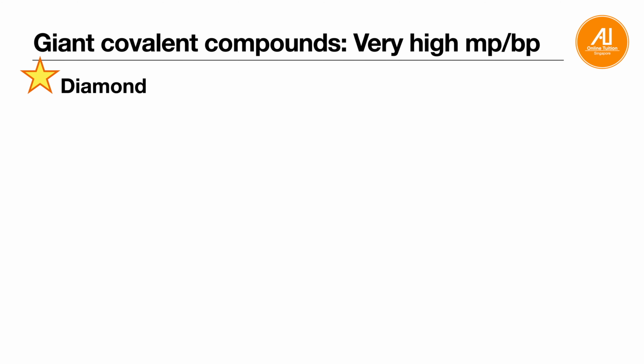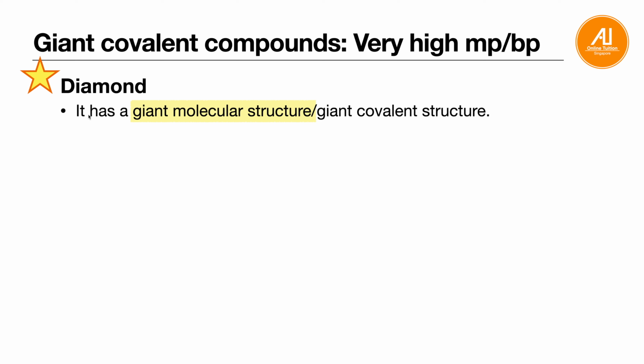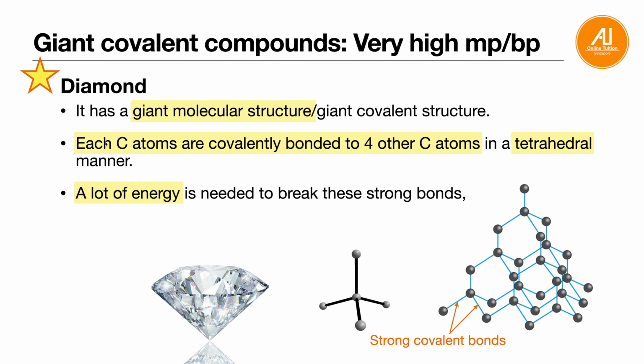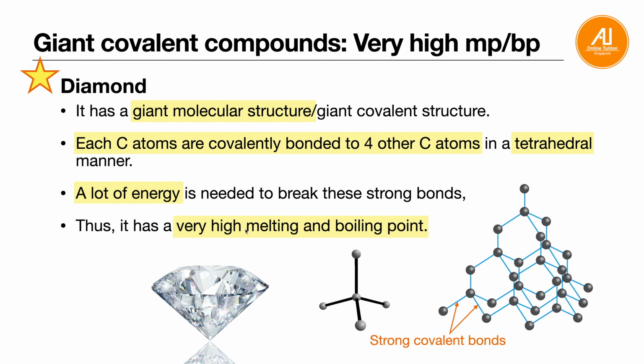Why? Let's talk about diamond first. Diamond has a giant molecular structure. Each carbon atom is covalently bonded to 4 other carbon atoms to form a tetrahedral arrangement. If you look here, this is one carbon, surrounded by 4 other carbons to form a tetrahedral arrangement. They are strong covalent bonds. Since they are strong, you need a lot of energy to break these bonds. That's why they have a very high melting and boiling point. In fact, compared to ionic bonding, covalent bonding is the strongest of all. So remember this.